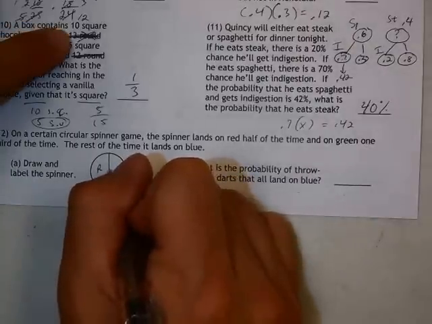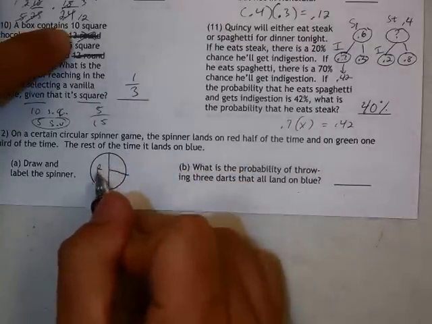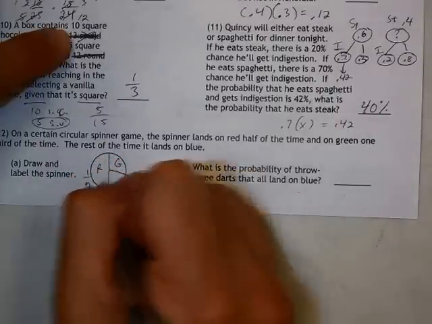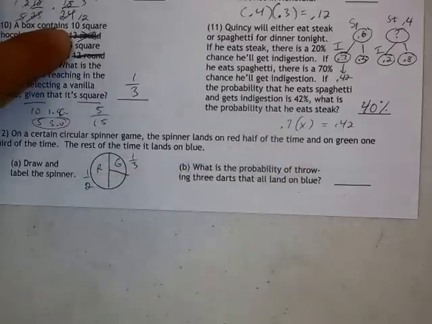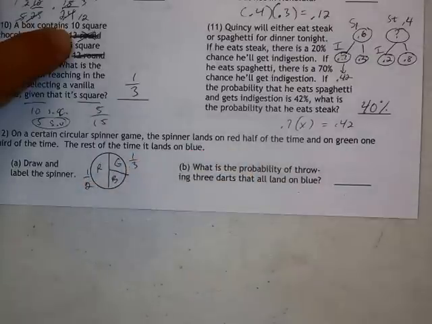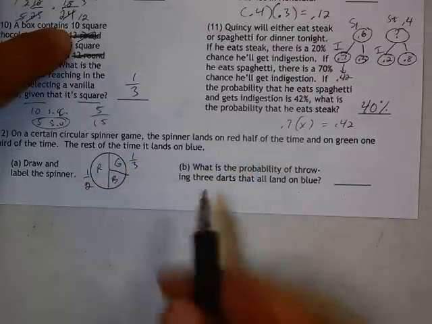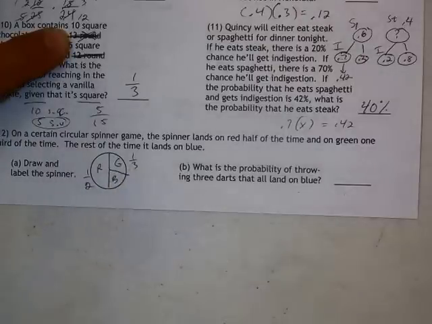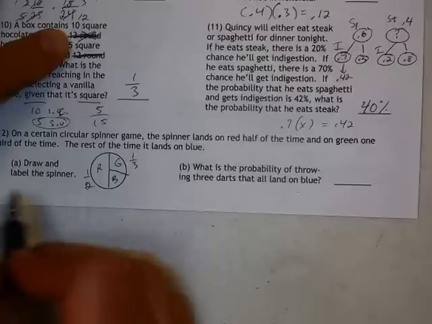Now 1/3, you know your circles, 3 sections would be about that much. So that would be green. So I have red for 1/2, green for 1/3. The rest of the time it lands on blue. So now we have blue. We don't know what that fraction is. So to get this fraction, we have to add up 1/2 and 1/3 and get the remainder of that to make up the rest of the circle.